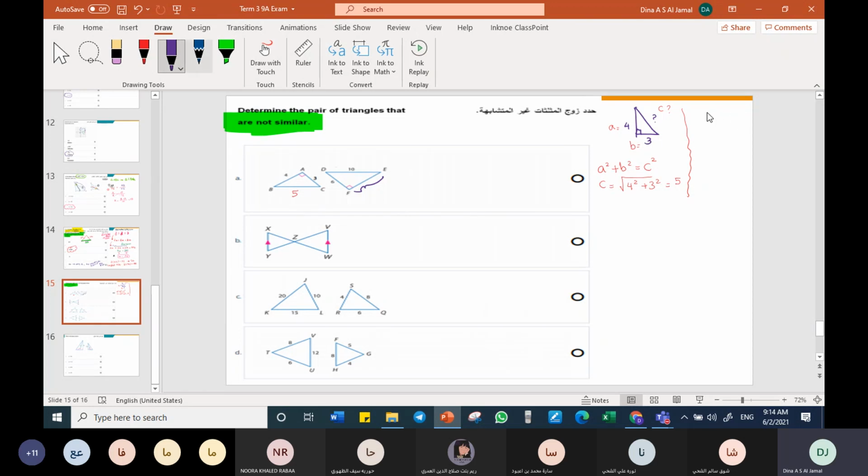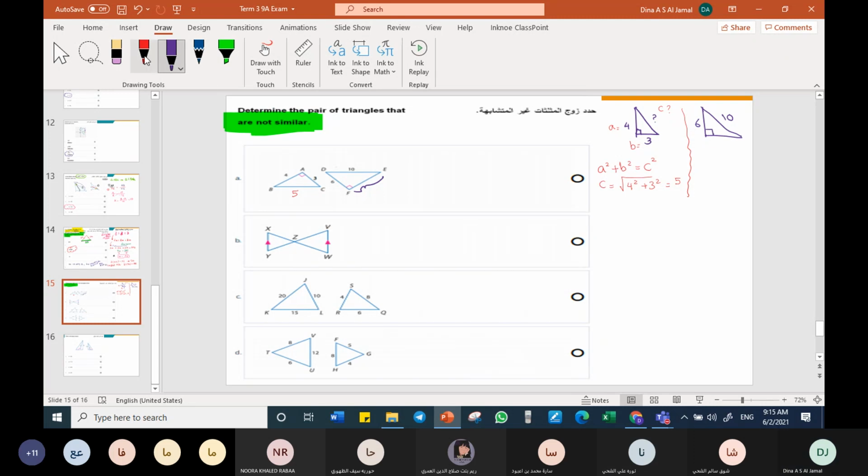Now let's go to the other triangle. Pay attention, I'm having a triangle. Now let's pay attention to what's missing. He is giving you the hypotenuse, and he is giving you the 6. He is giving you the side which is here, but he is not giving you this side.